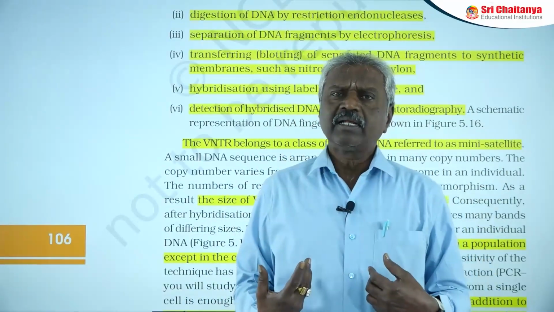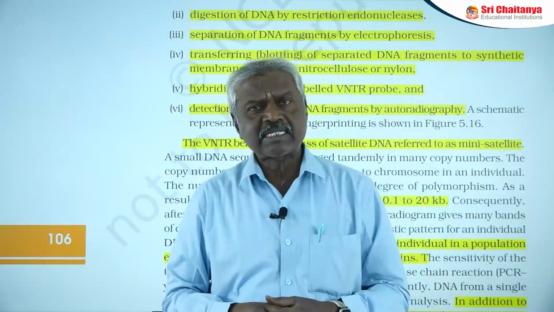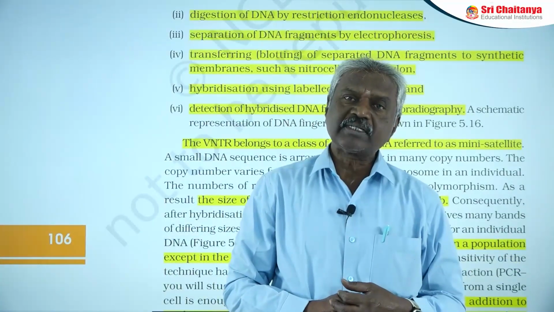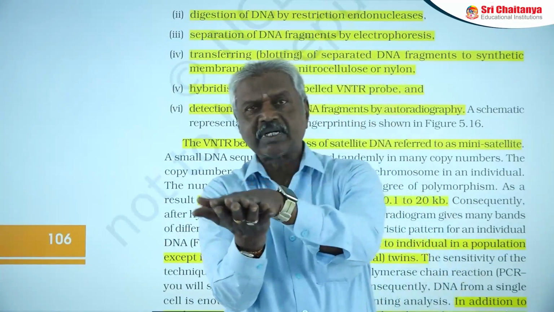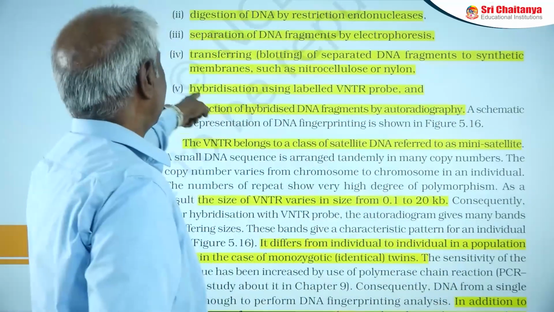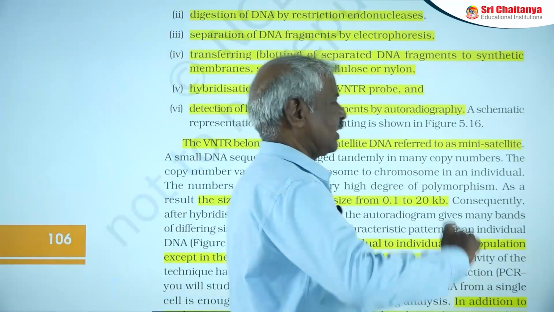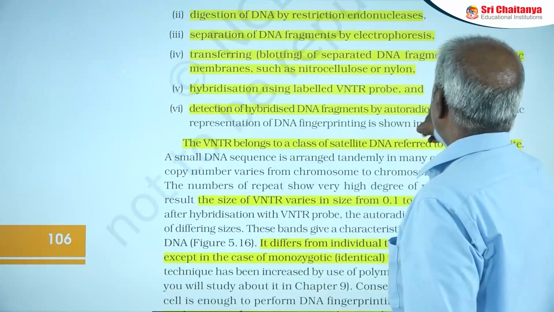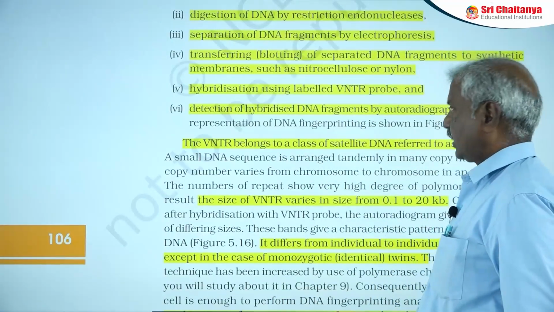First, we will take the DNA outside. Later, we will break the DNA into pieces. We will separate the DNA pieces by using gel electrophoresis. After that, the pieces are transferred onto the nylon membrane. And after that, we use a radioactive probe that will bind with the VNTR. And finally, with the help of autoradiography, they are identified.